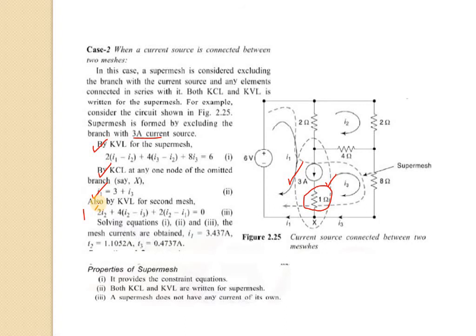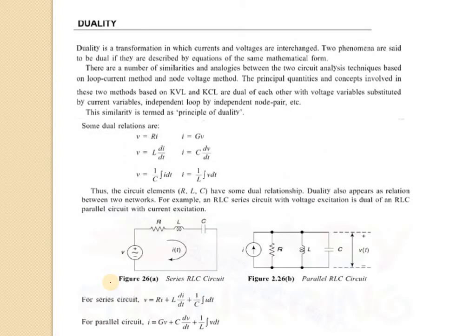Solving equations 1, 2 and 3, we can get the mesh currents like this. This is the concept of supermesh. The property of supermesh is that it provides a constraint equation. Both KCL and KVL are written in a supermesh, and a supermesh does not have any current of its own. So, that is all for the supermesh concept.